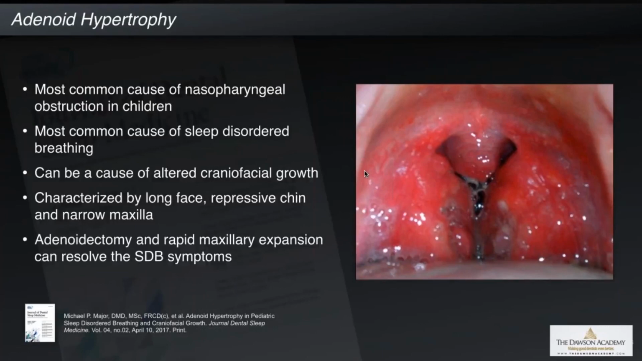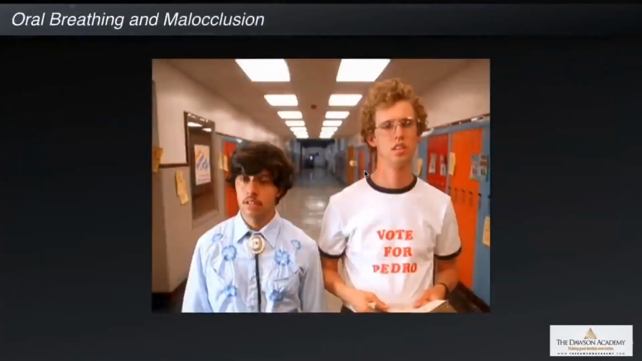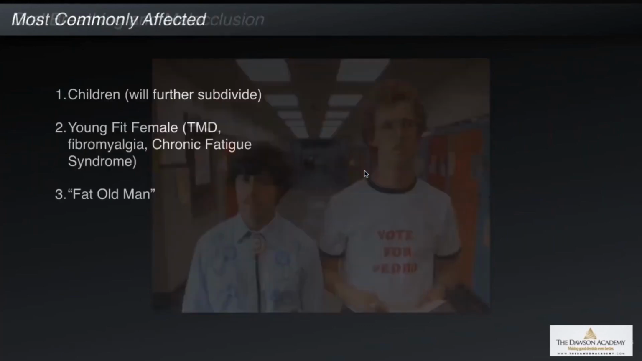It's the most common cause of sleep disordered breathing, and can cause altered craniofacial growth: long face, recessive chin, narrow maxilla, all those things we see with growth deficiencies. And taking the tonsils or adenoids out can solve some of these problems. Napoleon Dynamite, if you ever saw that movie, neither of these guys are breathing through their nose. They both have that classic long face. They can't get their lips together. They're both breathing through their mouth right there.